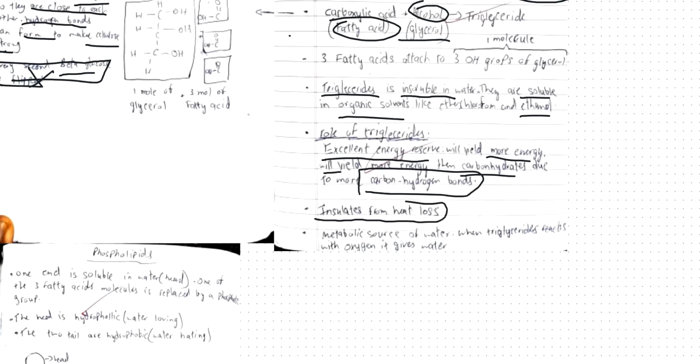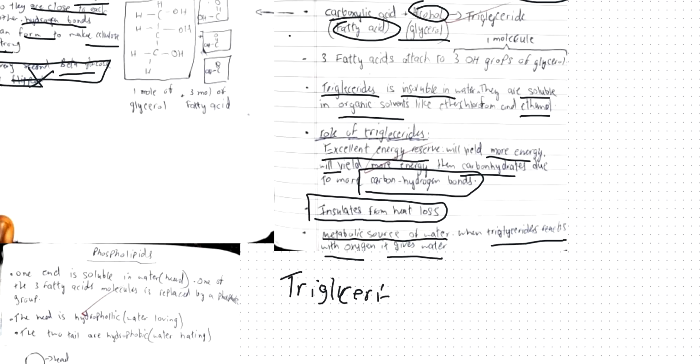triglycerides would insulate your body from heat loss. They can absorb heat and act as insulators. And they're also a metabolic source for water. When triglycerides react with oxygen, it will give water. So remember this, that triglyceride plus oxygen would release water. And this reaction is known as condensation because water is being released.